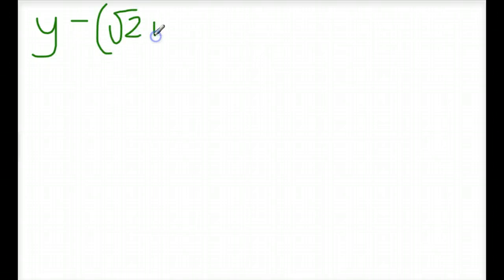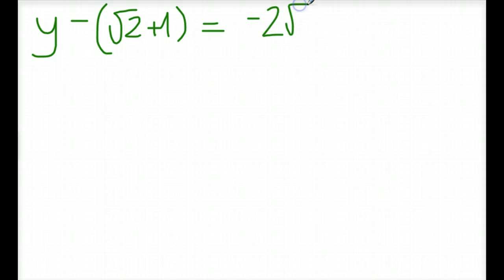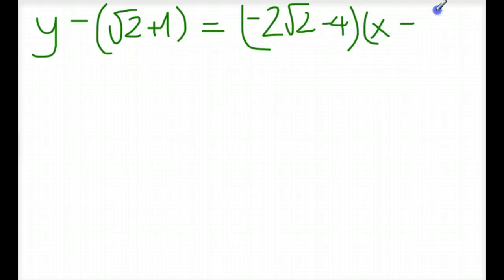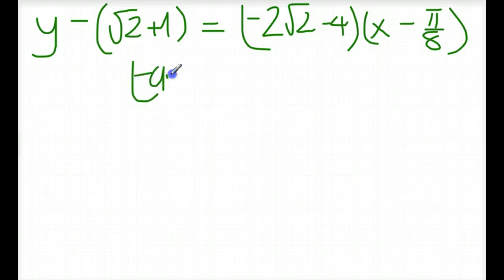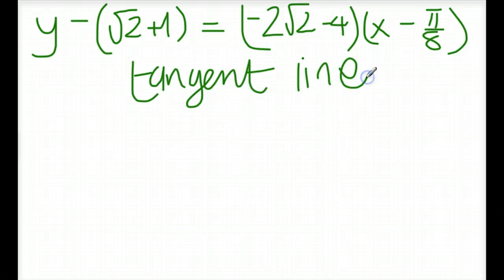Right. So if I do this correctly, I get y minus our y value, which in this case was radical 2 plus 1, which is equal to f prime of x, which we found to be negative 2 radical 2 minus 4, times x minus pi over 8. So this is our tangent line equation.